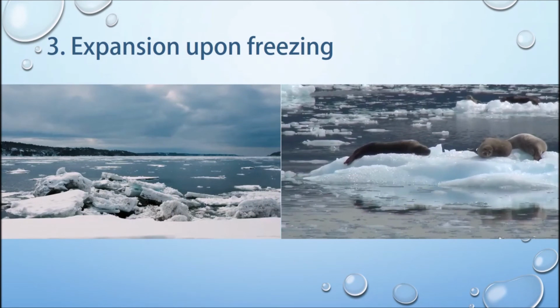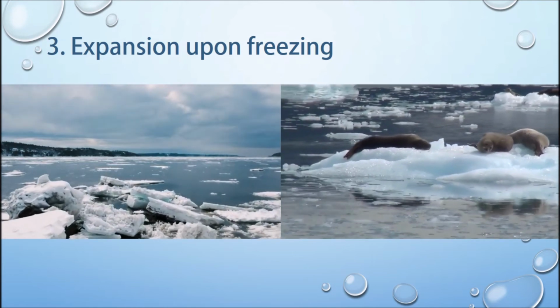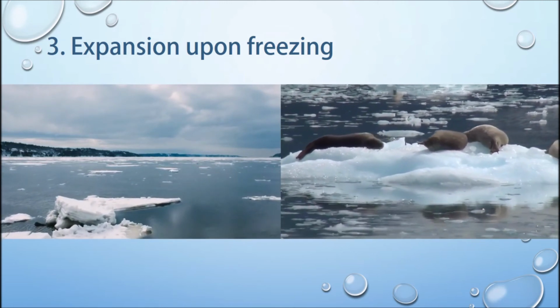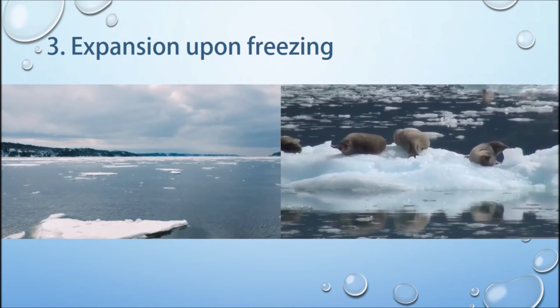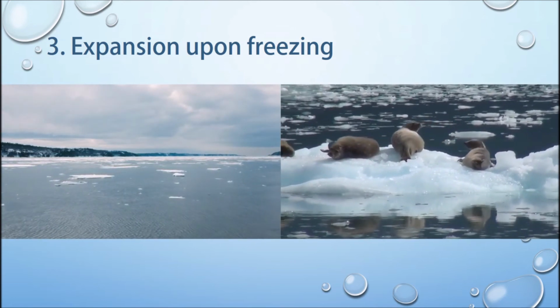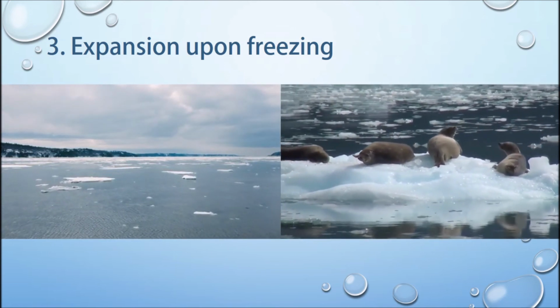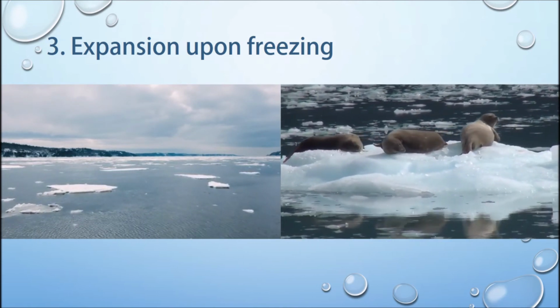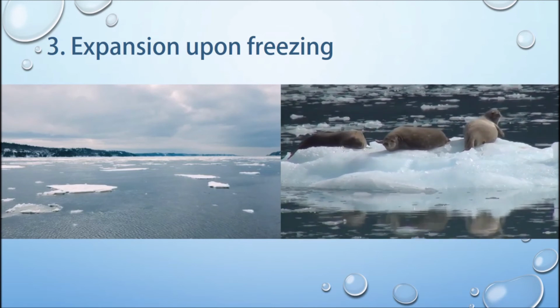Expansion upon freezing. It is one of the characteristic features of water. It begins to freeze and convert into ice when the temperature of water falls below 4 degrees Celsius. When freezing, it expands, causing a reduction in density. So, water has its maximum density at 4 degrees Celsius. Hence, ice floats on the surface of water bodies. This property of water helps aquatic organisms in polar regions to survive during winter.